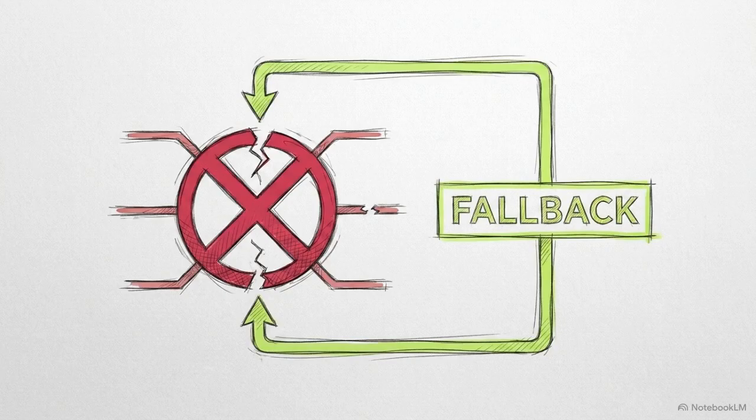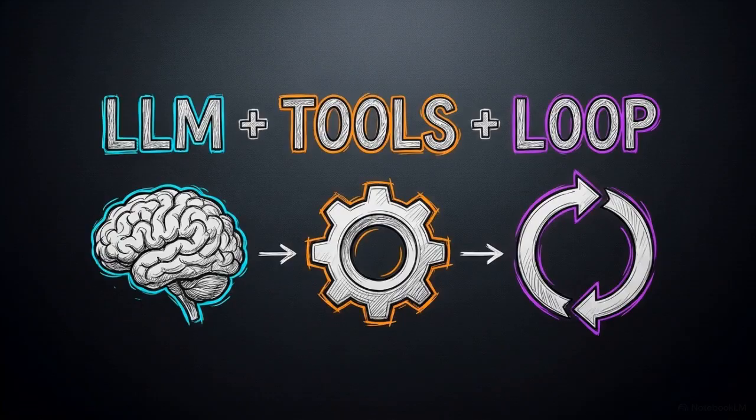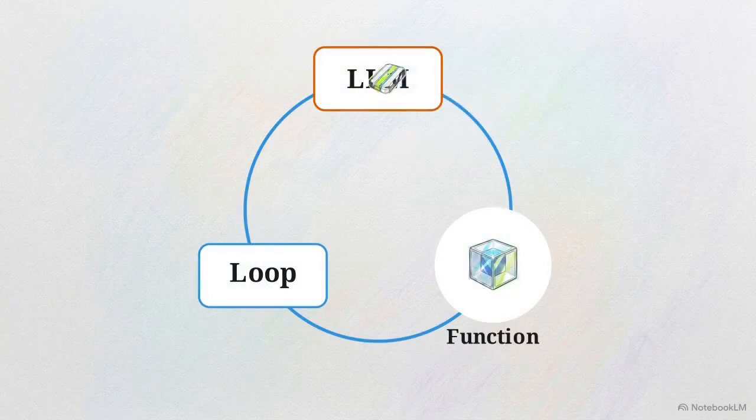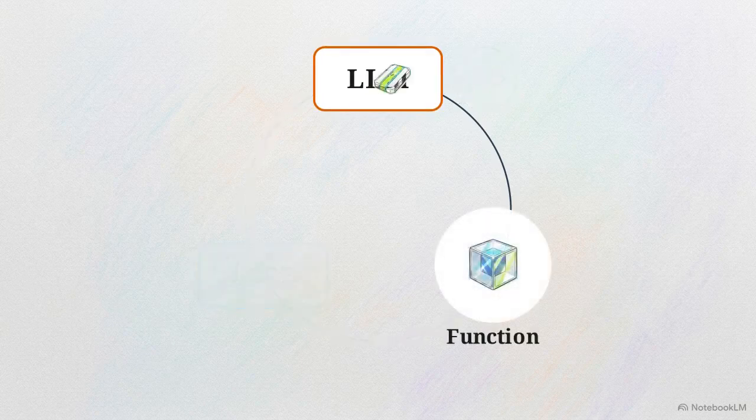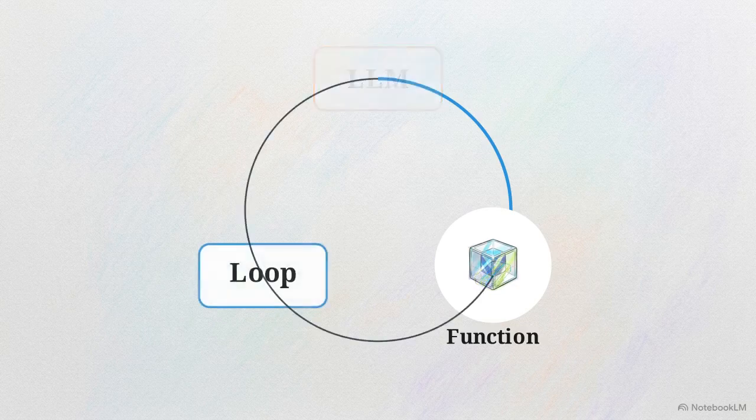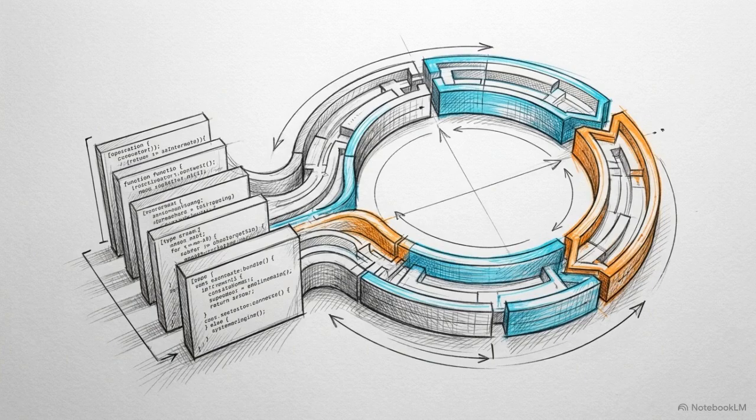The entire discipline distills down to a simple equation. Agentic AI requires 3 non-negotiable components: LLM reasoning, function calling, and loop engineering. Remove any single piece and the system breaks. An LLM without function calling is blind to real-time data. Function calling without a loop can only answer single-turn queries, and a loop without an LLM is just a rigid, deterministic script.